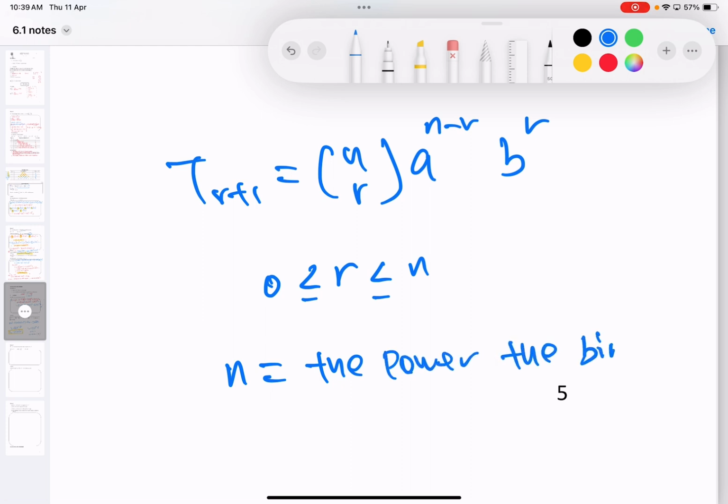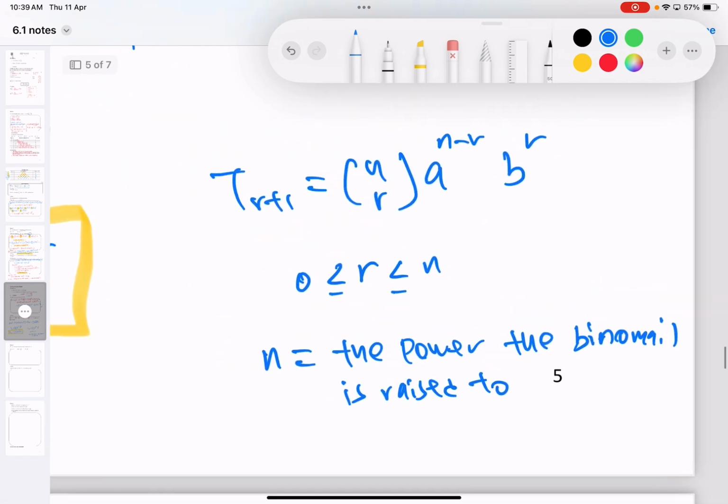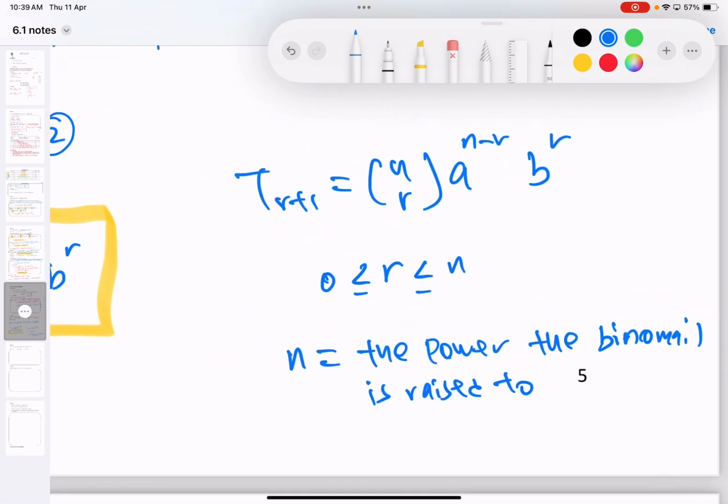the power that the binomial is raised to. Okay? It is the power that the binomial is raised to. Okay.